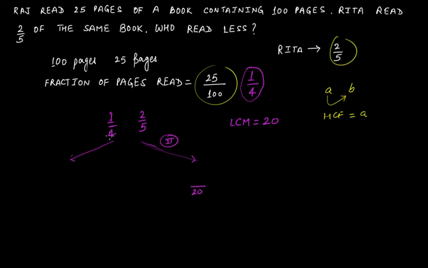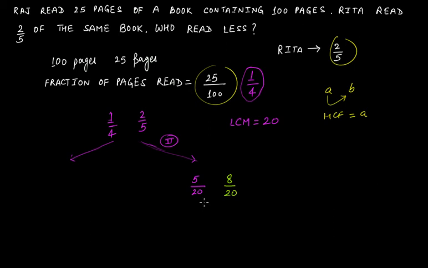Now since I have multiplied my denominator by 5, I'll also multiply my numerator by 5 so that I get an equivalent fraction. Okay, so this is 5 by 20. Now by what number will I multiply 5 to get its denominator as 20? You will say multiply 5 by 4, you'll get your denominator as 20. Since you have multiplied the denominator by 4, you'll multiply your numerator also by 4 so that you can get an equivalent fraction. Now this is 5 by 20 and this is 8 by 20.